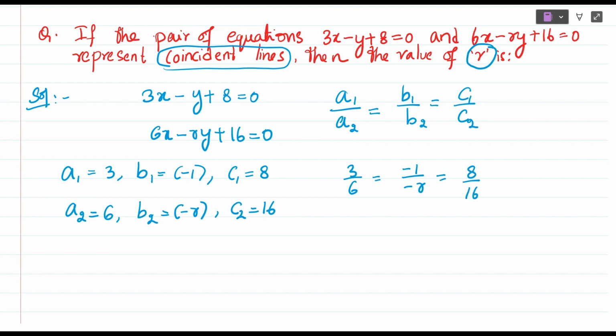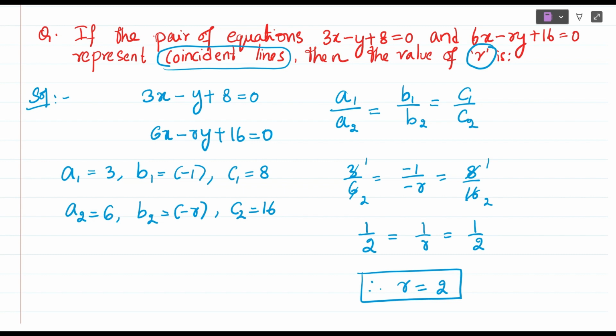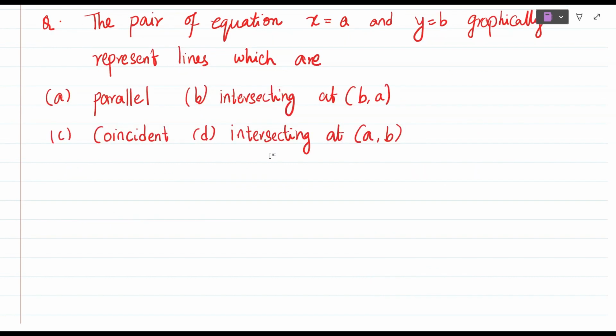So convert into simplest form, students. 3 ones are 3, 3 twos are 6, 8 ones are 8, 8 twos are 16. So 1 by 2 is equal to, -1 by -r gives 1 by r. Same type gives a positive result on division. Okay, integers concept, that is equal to 1 by 2. Therefore, what is the value of r, students? The value of r is 2. Just take the reciprocal on both sides. Did you understand this, students?